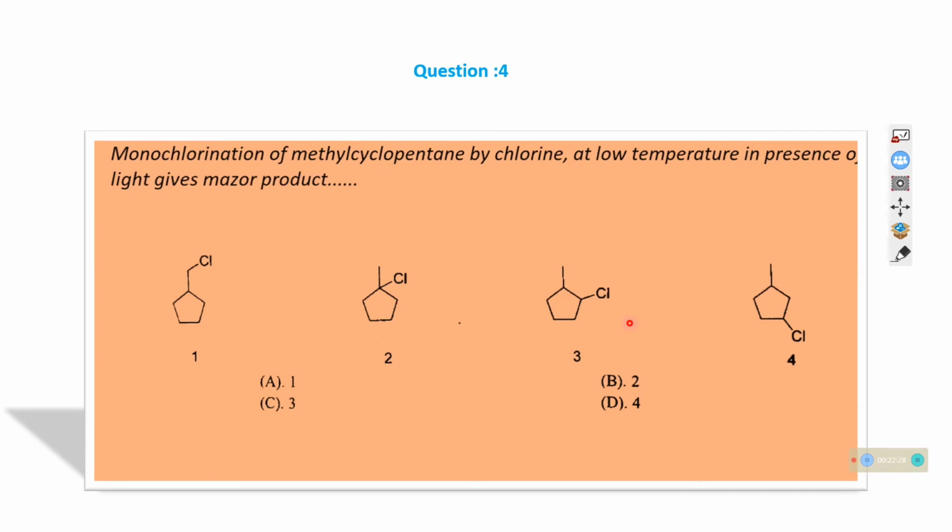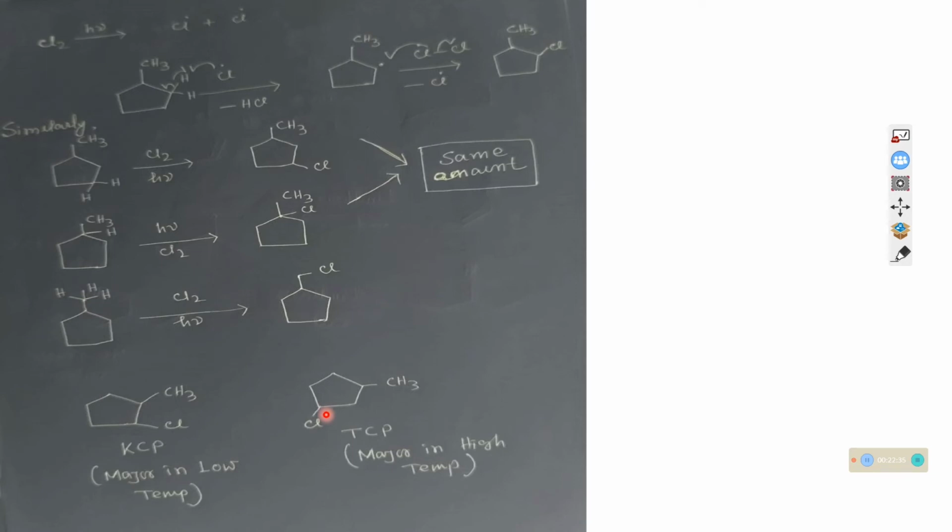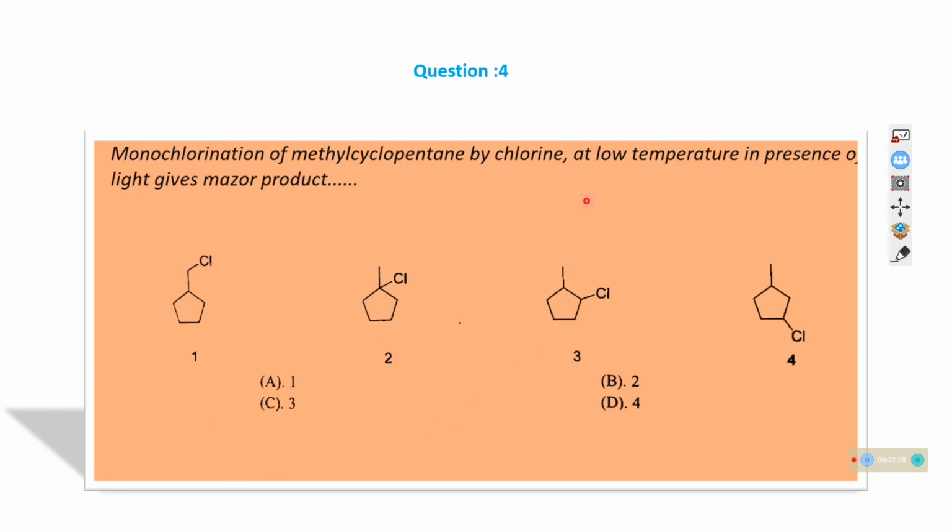Since there are two types of 2 degree hydrogen, the formation of the 1,2 and 1,3 compounds has the same probability, so they are formed in equal amount. But this one is stable on 3 position, with less steric repulsion. This is less stable than this, with the 1,2 position having some amount of steric repulsion. This is formed in high temperature as the major product. This is formed as the major product in low temperature. In this question, they mentioned low temperature, so option 3 is formed as the major product. So option 3 is the correct option.